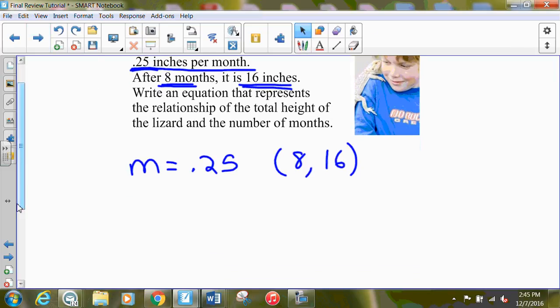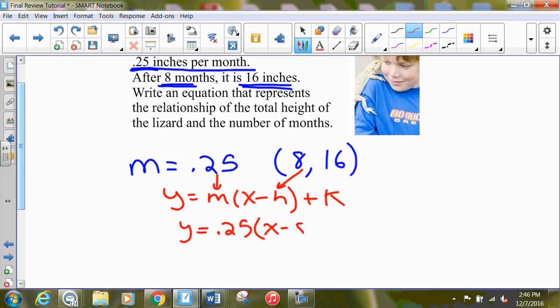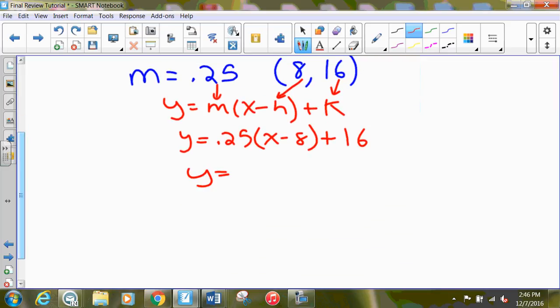We are writing that equation again. y equals m(x minus h) plus k. We're plugging in our slope. We're plugging in our 8 for h and our 16 for k. And it said we had to write it in slope-intercept form. So, yep, we've got to distribute. Let's see, 1/4 of 8 is 2. We've got to gather like terms.